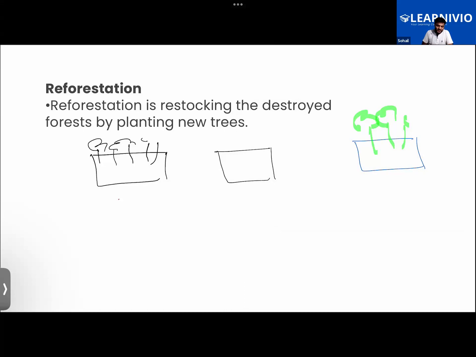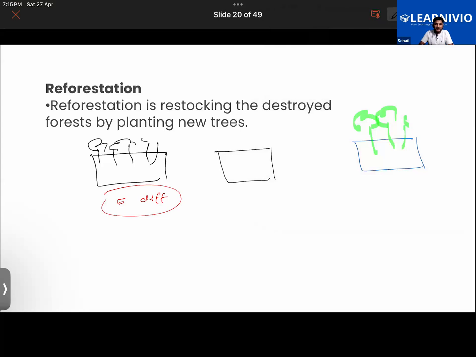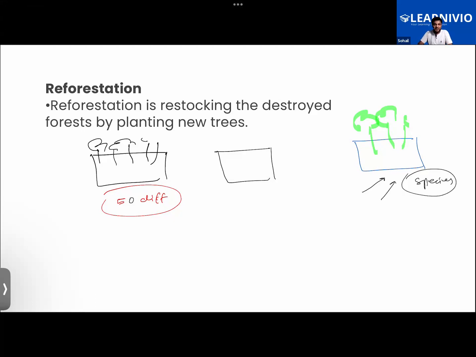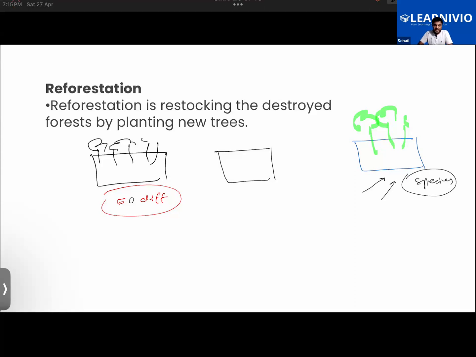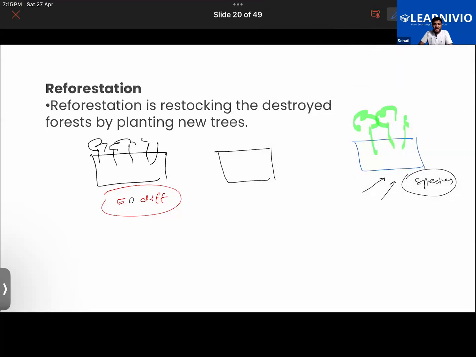Like suppose 5 different species of plants were found in this forest, just for example, although there are hundreds and thousands of species of plants that can be found in a forest. Let's suppose 50. So our objective would be to try and plant the same species of plants in that forest. Thereby we would be able to conserve the biodiversity of that area. Getting it, guys? Also, even if people are cutting down the trees, they should at least try to plant the same number of trees that have been cut down.